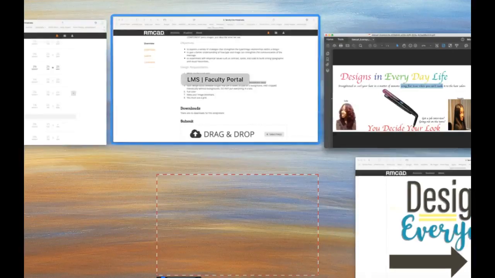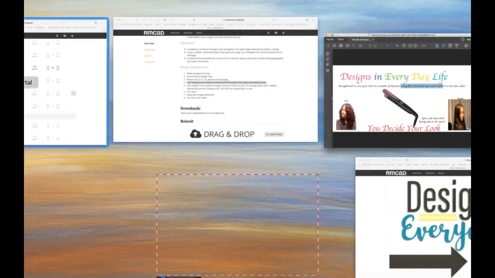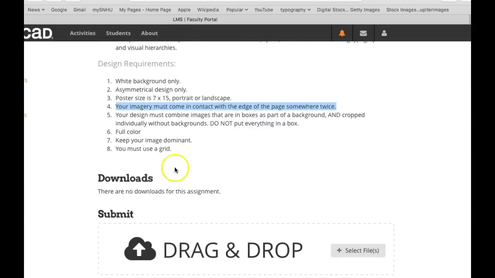Okay, so let me see, Tanisha. I think that's all I have. Yep, that's all I have right now. Oh, don't forget to use a grid. Don't forget to use a grid. Yeah, number 8.